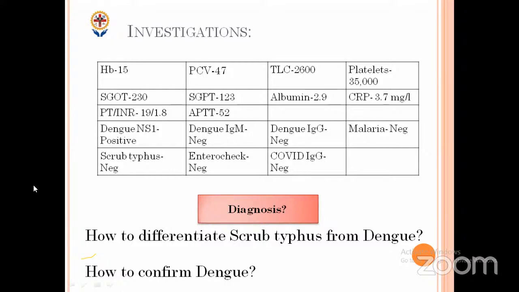In examination, something you are telling. Capillary refilling time less than or equal to 2 seconds. Okay. One is the rash you told, that is one. Next. Any other examination findings, abdominal examination findings, which can differentiate scrub typhus from dengue?